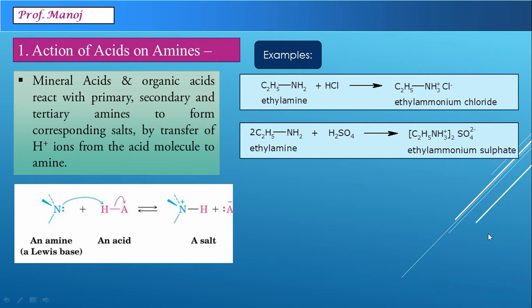Ethylamine has only one lone pair to donate, but sulfuric acid has 2 hydrogens to react. So there are 2 ethylamine molecules reacting. First molecule absorbs 1 H+ and then second molecule also absorbs second H+. That's why the formula of the product has C2H5NH3 2 times and SO4 2-.